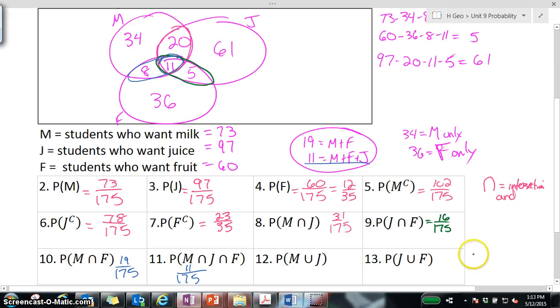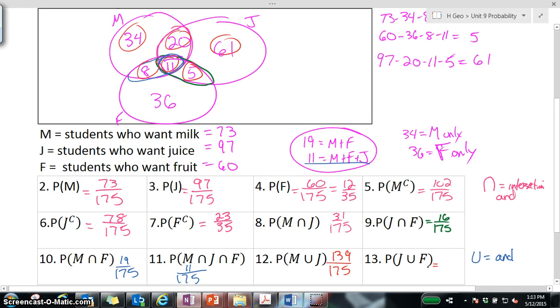Now our union symbol means or. The U means or. So we want to add them up, but subtract off where we have overlap. Or we can just add up the numbers. So M or J, we want to add up all of M and J. So this, and this. Everything in M and J. So really, it's 175 minus the 36, because everything's in one of those circles. So 175 minus 36 is 139 over 175.